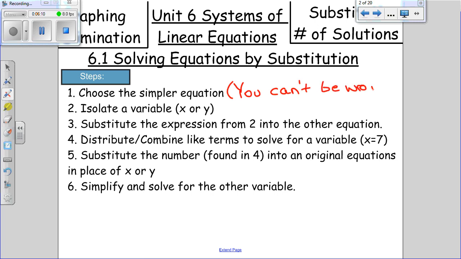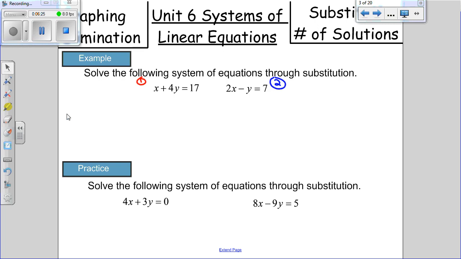There's no right answer. I'm going to pick equation 1 in this question. You could pick equation 2 and still get the same answer. So when I say choose an equation, I just always choose equation 1 unless one of them looks crazy. So don't stress about which equation you start with. When I pick equation 1, my goal is to isolate one of the variables.